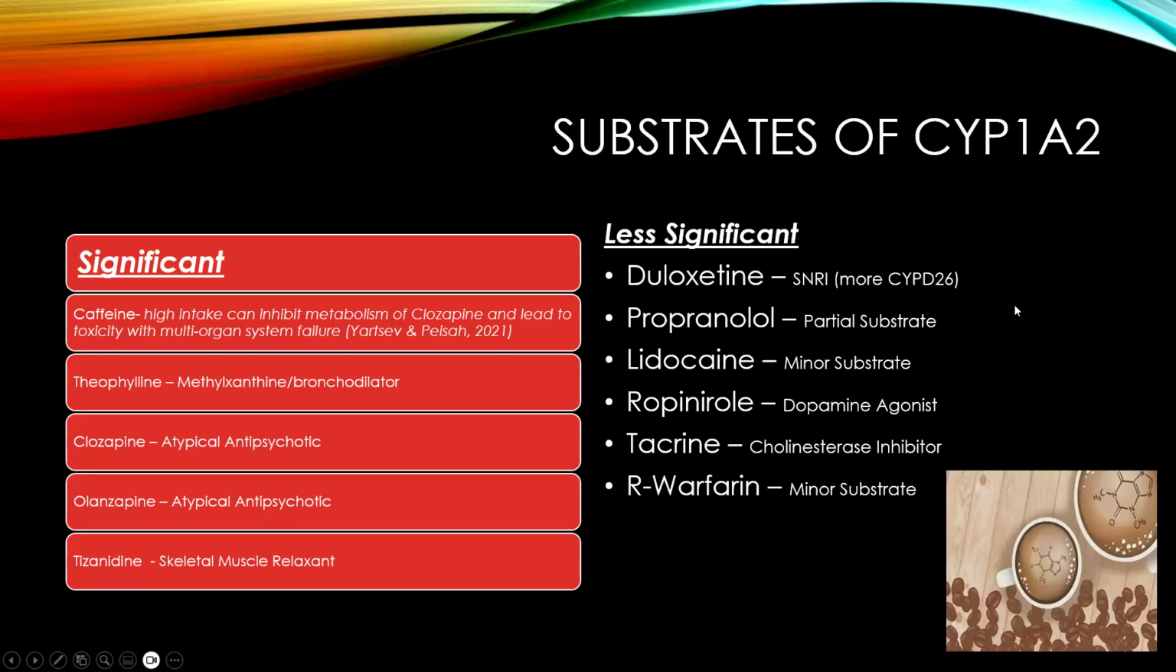Less significant substrates of CYP1A2 include duloxetine, which is an SNRI, but this is more metabolized by CYP2D6. Propranolol is a partial substrate. Lidocaine is a minor substrate. Ropinirole, which is a dopamine agonist, is a substrate, but to less effect. Tacrine, which is a cholinesterase inhibitor, and warfarin, a blood thinner, which is a minor substrate.